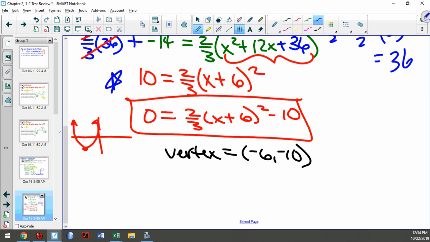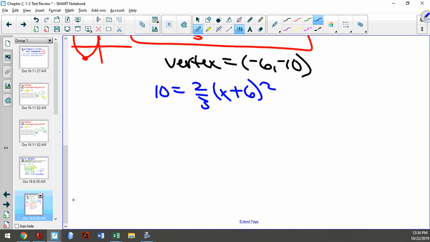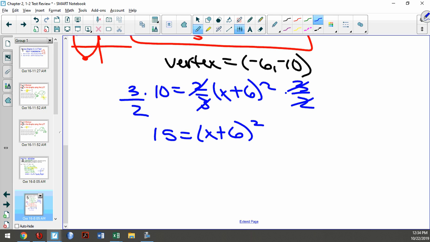So I'm going to come back up to this step right here. So 10 is equal to 2/3 times (x plus 6) squared. Mitchell, what do I do now if I'm trying to find an x-intercept? Multiply both sides by the reciprocal of 2/3, because I'm going to do it in 1 step. You could do it in 2 and still get the same answer. Multiply by 3 over 2. 3 times 10 is 30, divided by 2 is 15. The 2/3 and the 3/2 cancel out to give you (x plus 6) squared.